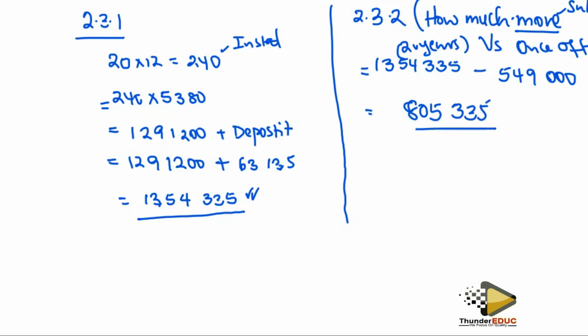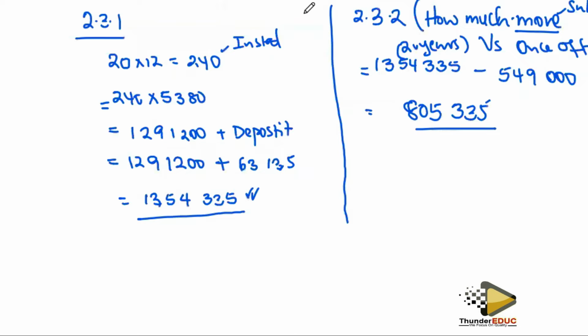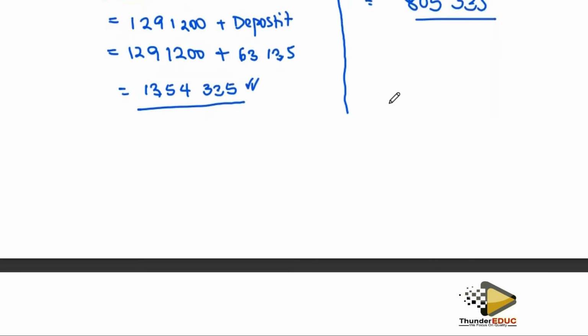We come to the other question, which says 2.3.3. Can you get the percentage interest that Tommy would have paid by the end of 20 years if the monthly installment did not change? Round off your answer to one decimal place. We come back to the whiteboard. What I want you to understand is that once you are looking for the interest as a percentage, so this is 2.3.3. We are saying interest, not interest rate, but interest as a percentage.